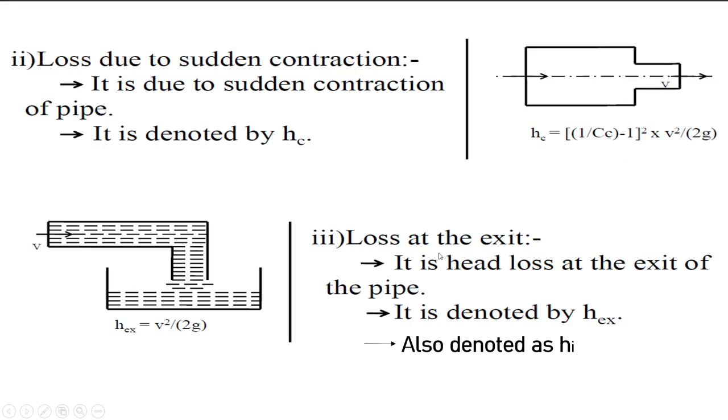The third type of minor loss is loss at the exit. It is the head loss at the exit of the pipe. It is denoted by h_ex. Also it may be denoted by h_o. Its equation is V² / 2g.